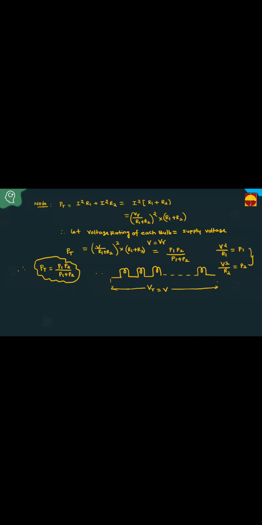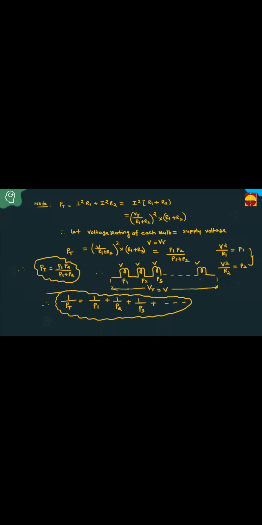The supply voltage rating equals the rating of each bulb. Then this is P1, this is P2, this is P3, and so on. Then what is the total power consumption here? 1 by PT equal to 1 by P1 plus 1 by P2 plus 1 by P3 and so on. This is the total power.